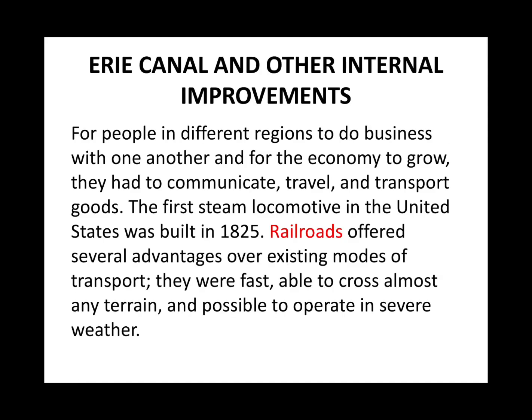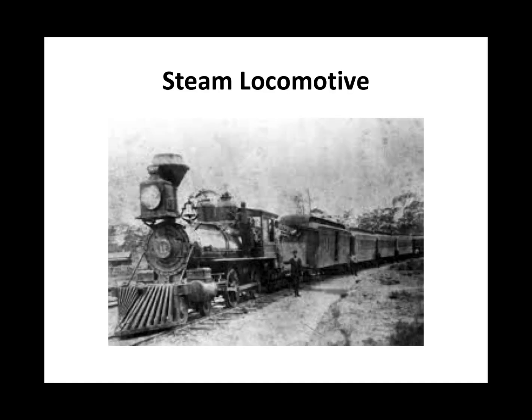All right, so for people in different regions to do business with one another and for the economy to grow, they had to commute, travel, or transport goods. And the first steam locomotive in the United States was built in 1825. Railroads offered several advantages over existing modes of transportation. They were fast, they were able to cross a lot of terrain, and they were also possible to operate in severe weather. And there's your first steam locomotive. There's your trains.